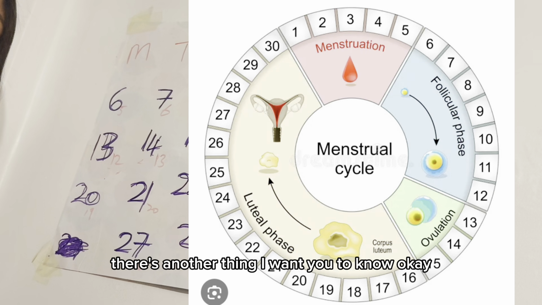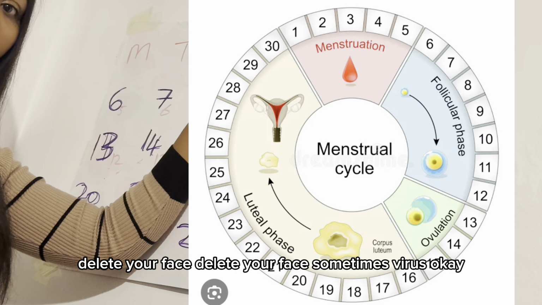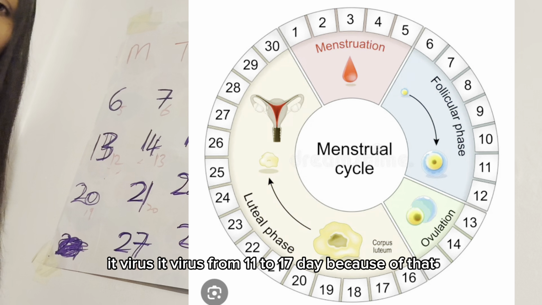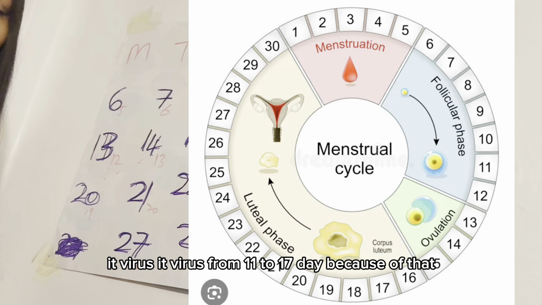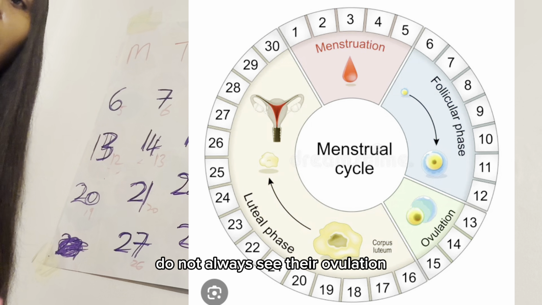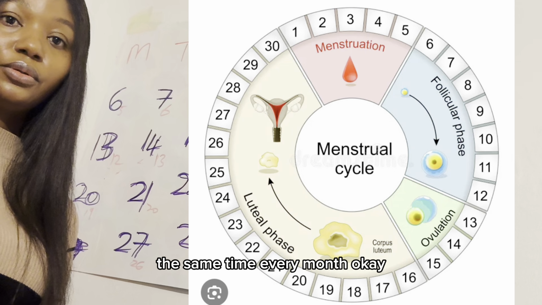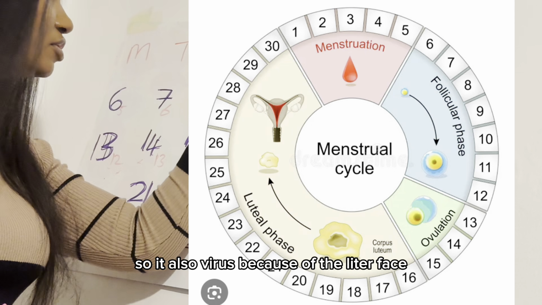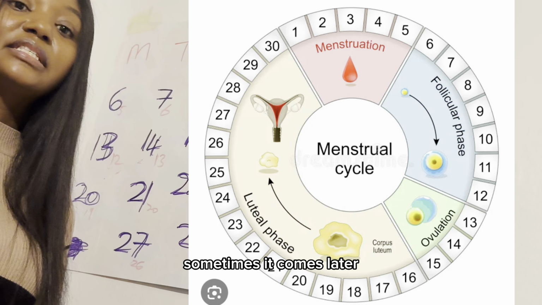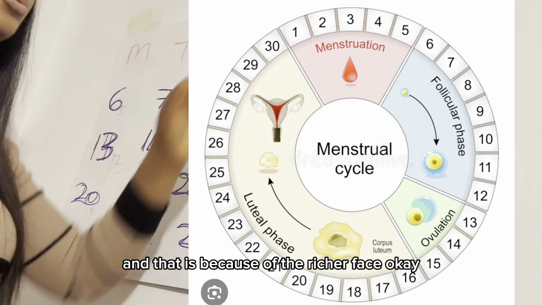There's another thing I want you to know. The luteal phase sometimes varies. It varies from 11 to 17 days. Because of that, some women do not always see their ovulation at the same time every month. Just like sometimes you see your menses earlier, sometimes it comes later. It's the same thing with your ovulation, and that is because of the luteal phase.